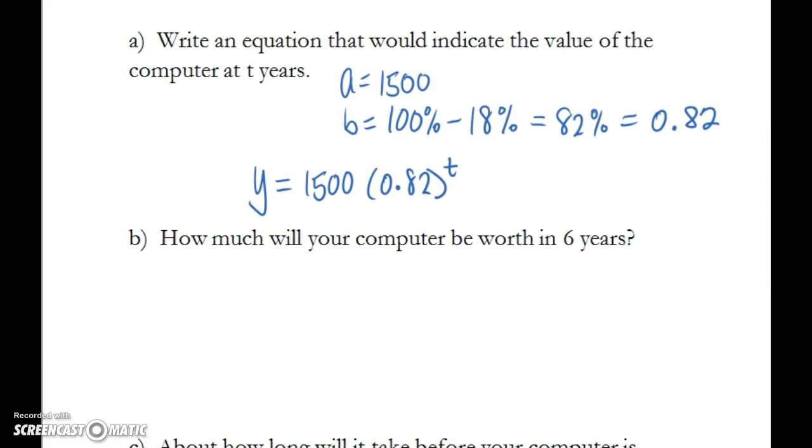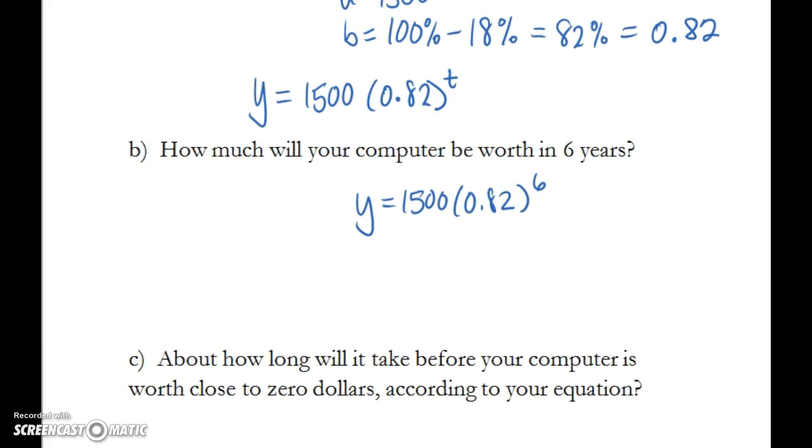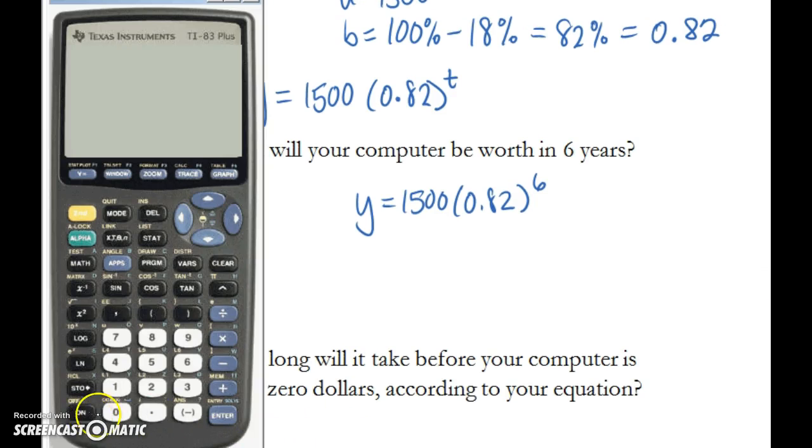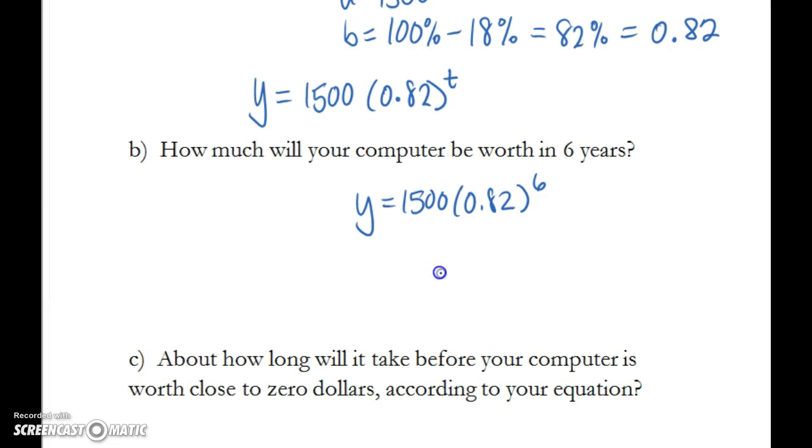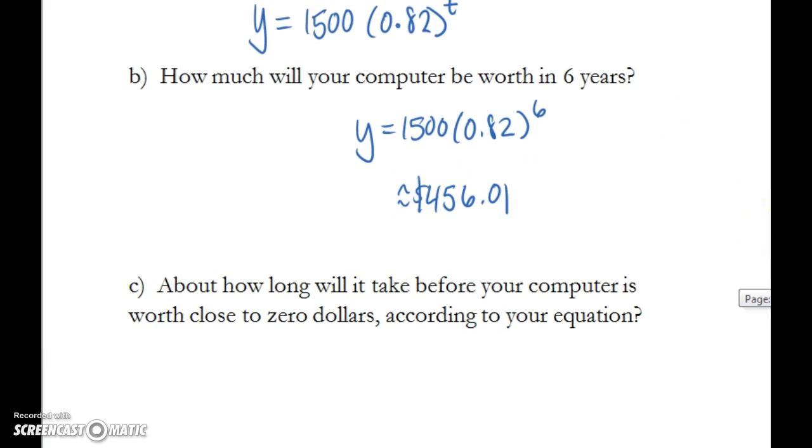Now we want to know how much will your computer be worth in 6 years. So let's take our equation and let's put in 6 for t. Going back to our calculator here, we have 1,500 times 0.82 to the 6th power. It's going to be worth about $456.01 in 6 years. Now the last question is how long will it take before your computer is worth close to $0?